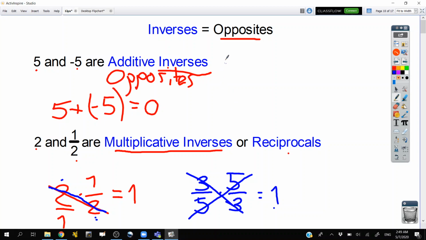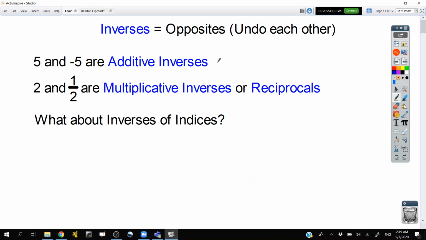So this is the idea of inverses, or how things cancel. Inverses undo each other. So 5 and -5 undo each other and make 0. 2 and 1/2 undo each other and make 1. But now we have this new idea of indices and exponents, and we should be able to cancel out or have opposites or things that cancel in respect to inverses and indices as well.